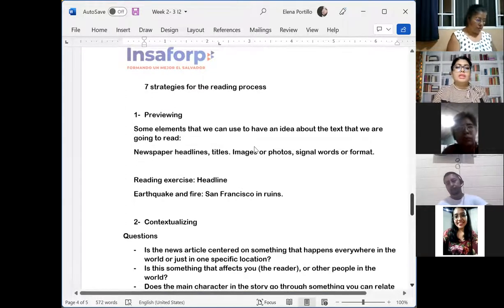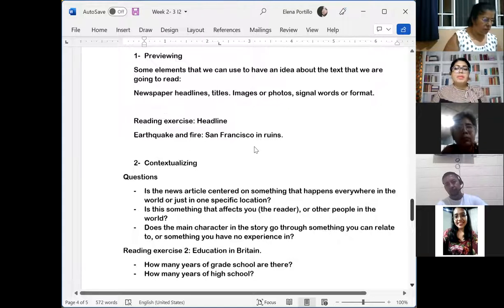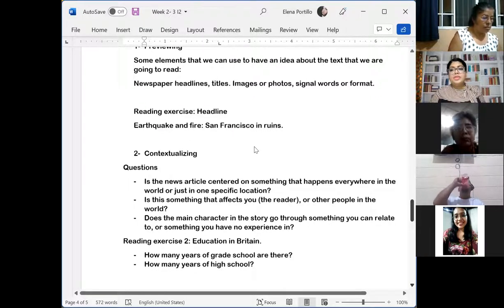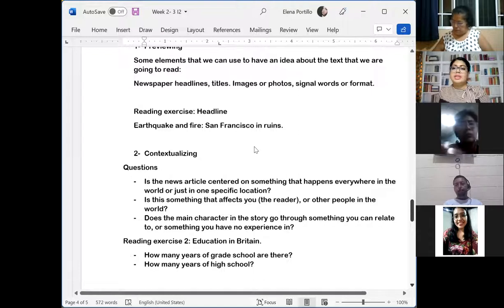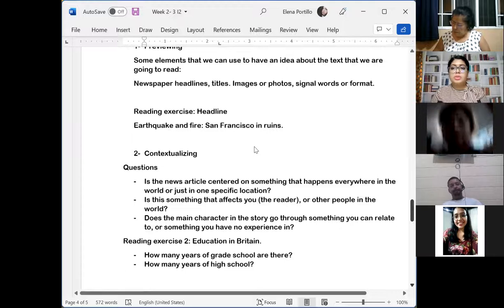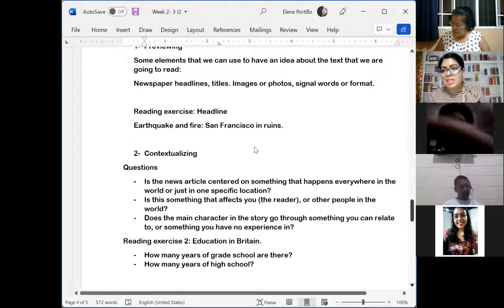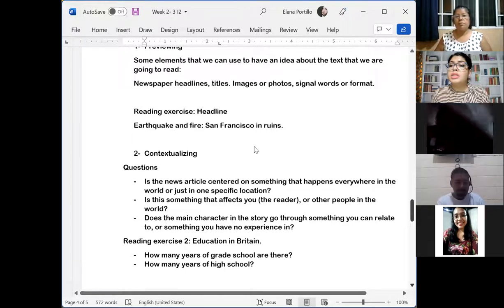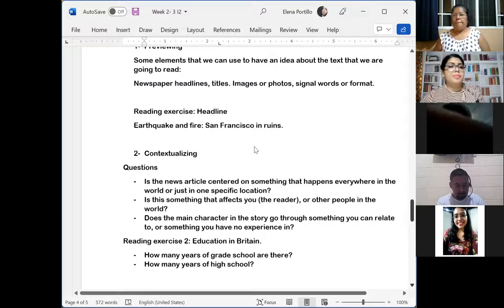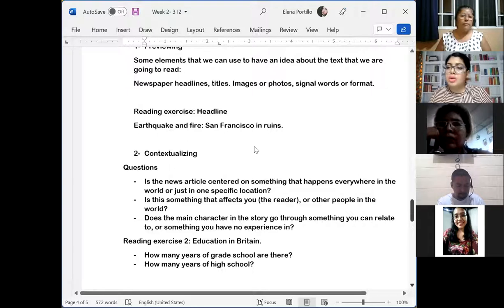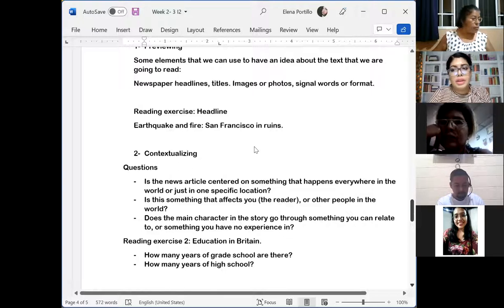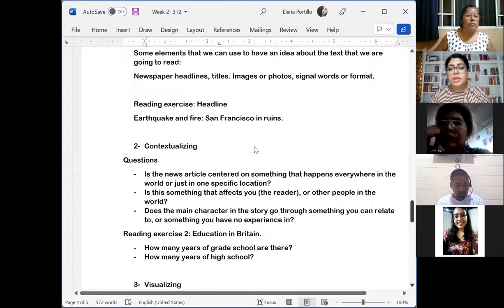Then the context, in this case, it's making questions to enter in the context of the topic that the text is going to develop. Making questions help us to understand what is the main topic of these news, these articles, or these books that we are going to read. And of course, it is to make us think about the thing that is happening in our country, in another country, or some things that happen in our life and that happens also in the books.